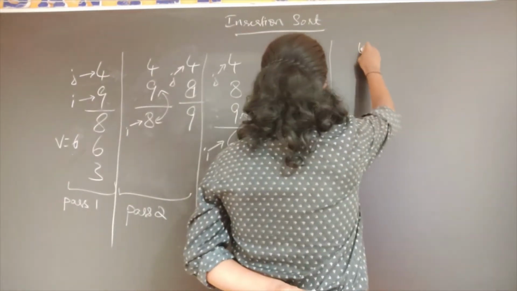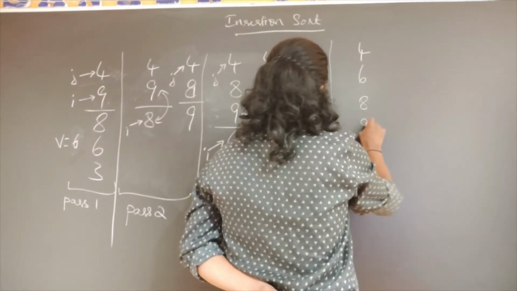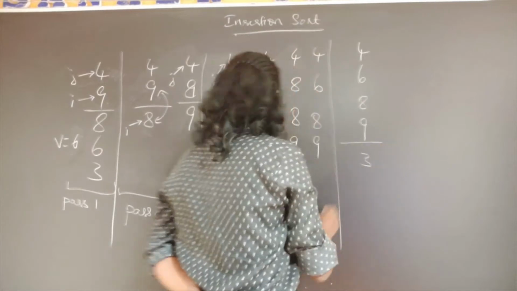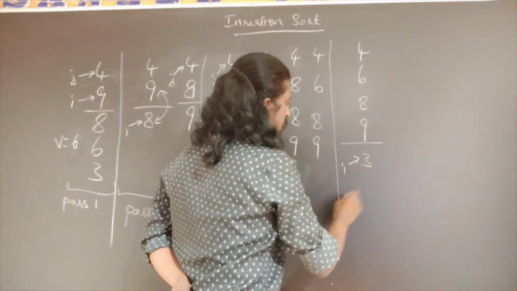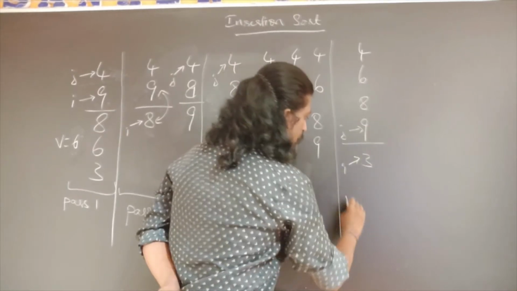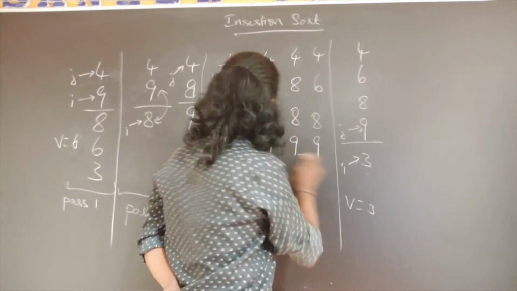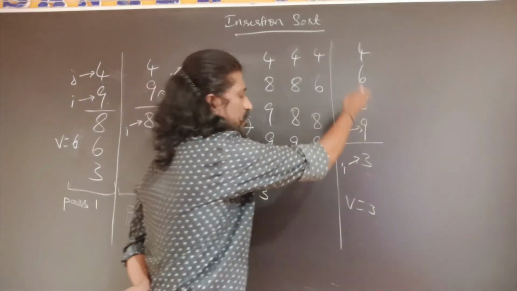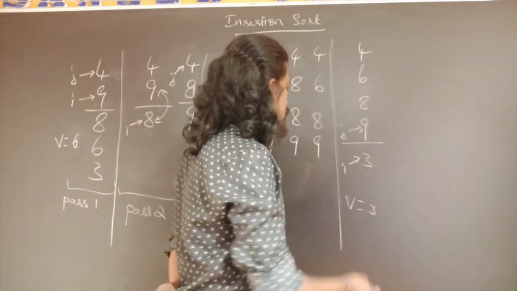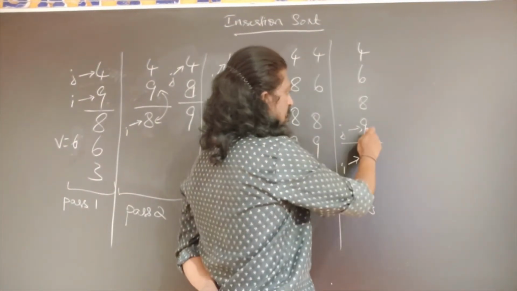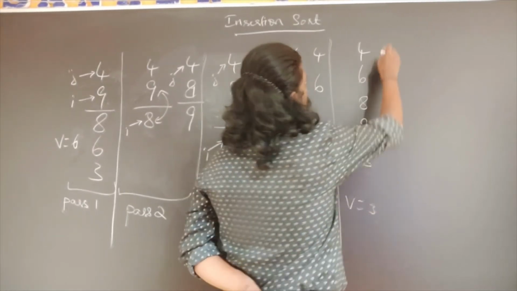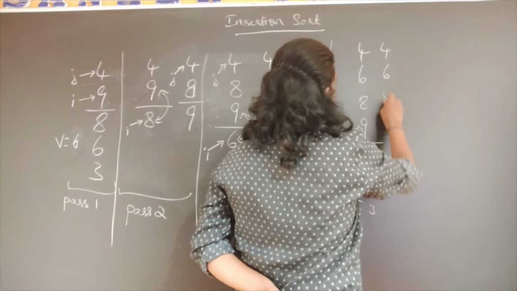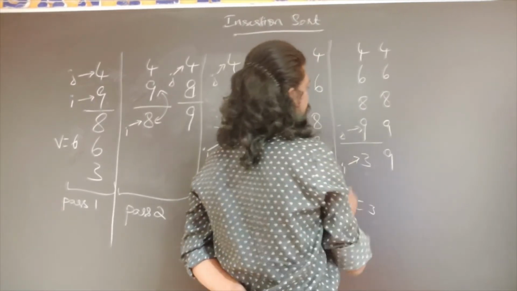And we will come to the last pass: 4, 6, 8, 9, and we have 3 which has to be inserted. I will be pointing here, j will be pointing here, b is equal to 3. We copy this number because we have seen that elements from the top will keep flowing downwards. When we compare 3 and 9, we find that 9 is greater than 3, therefore 9 will come downwards: 4, 6, 8, 9, 9.